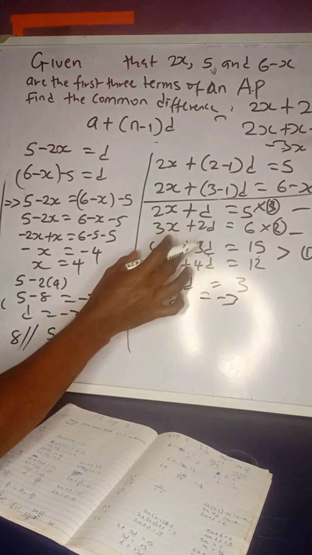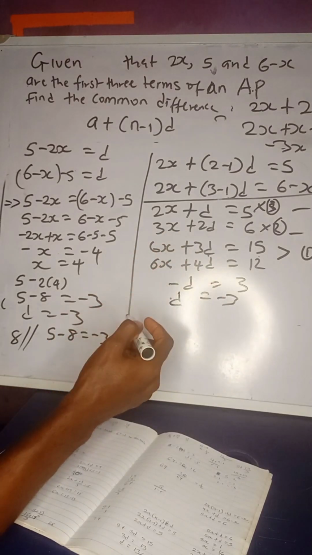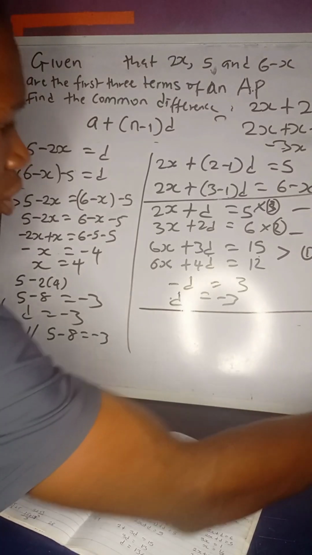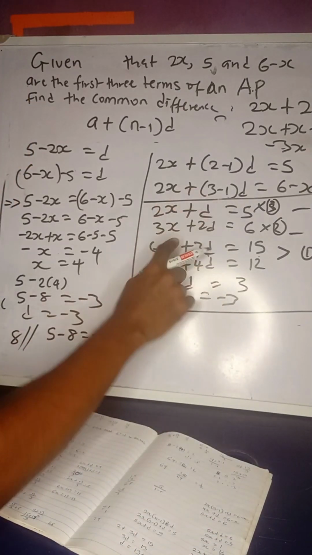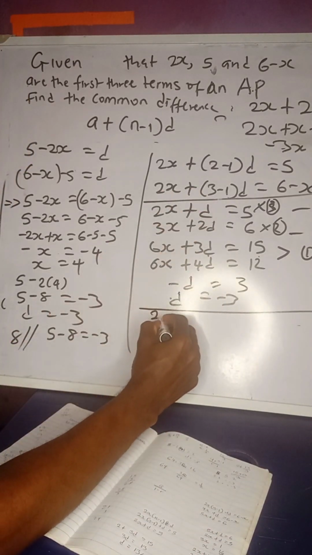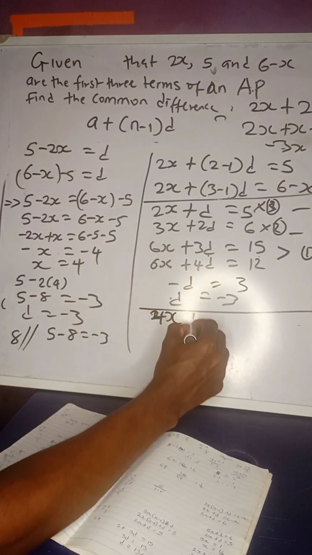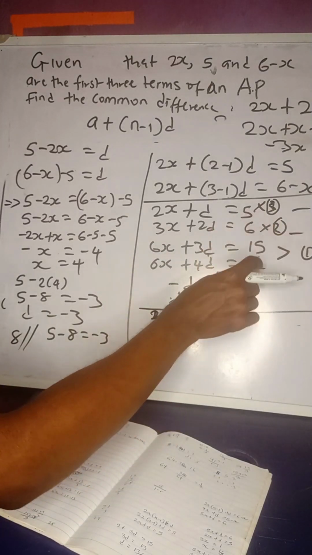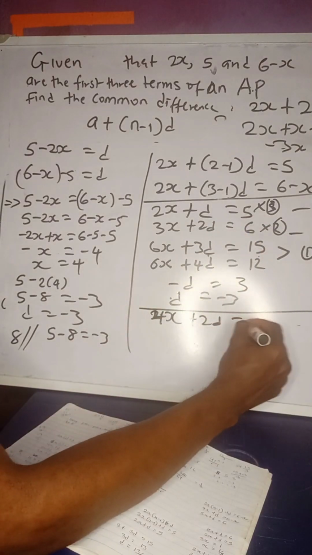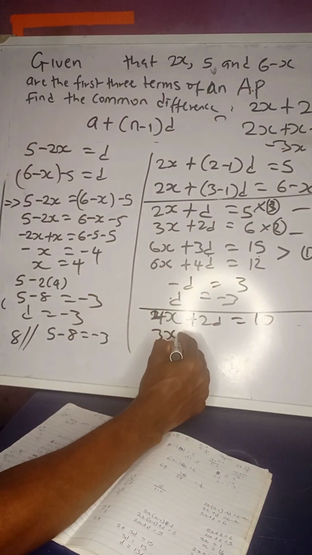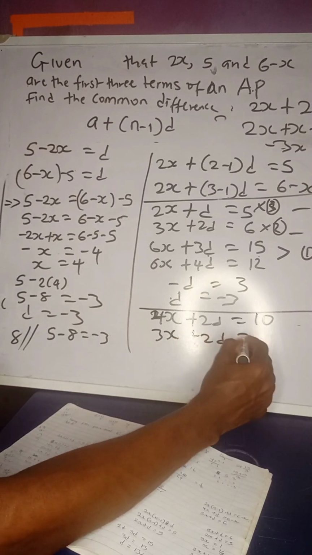Now, if I want to find x, the same thing I'm going to apply here. If it's x I'm going to find, all I have to do is multiply this equation by 1 and this one by 2. If I multiply this equation by 2, 2 times 2 will give me 4x plus 2d. And 2 times 5 will give me 10. So this will remain the same, because I'm multiplying by 1, plus 2d equals 6.